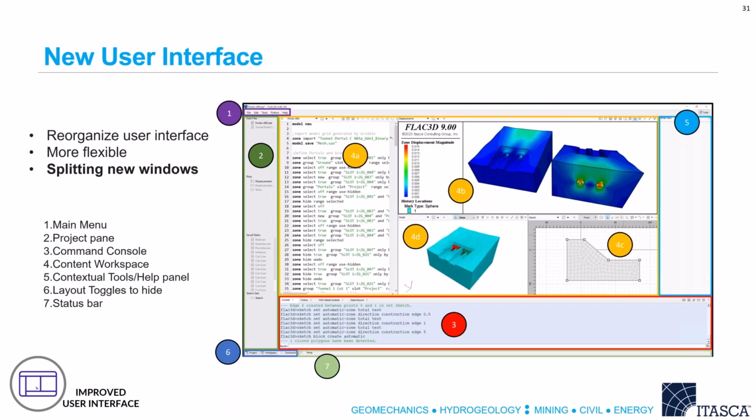So number 1, main menu. Number 2, project pane. And number 3, command console. And number 4, content workspace. So in this workspace, we can split different windows, you know, horizontally or vertically. Okay, and number 5, toolbars and the help panel. And number 6, layout toggles to hide. And number 7, status bar.